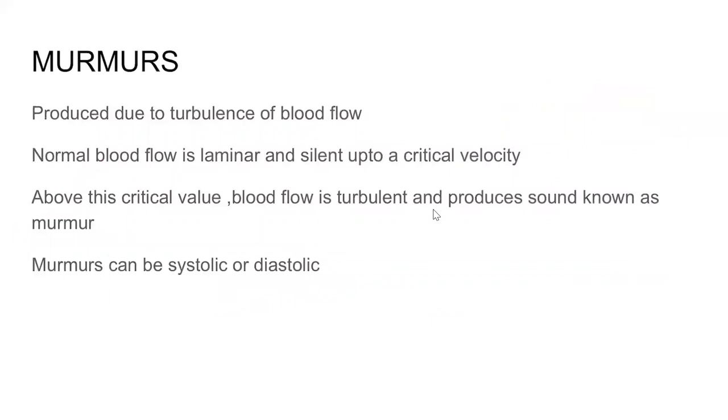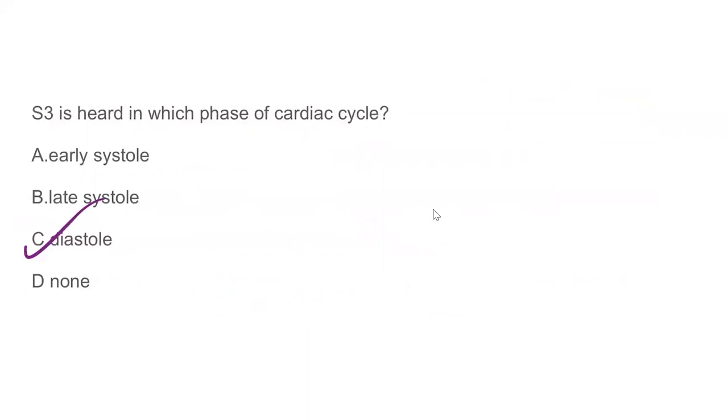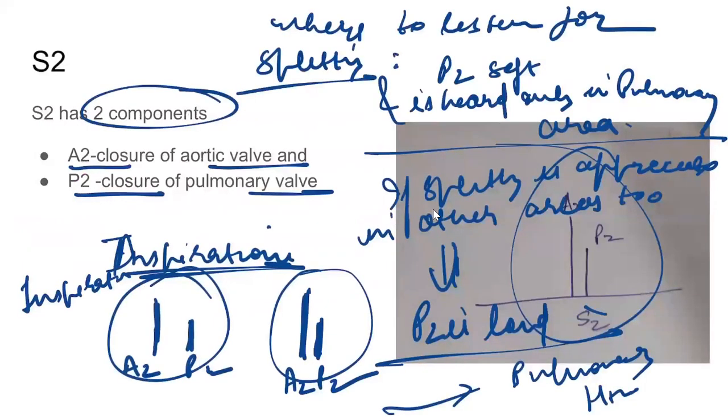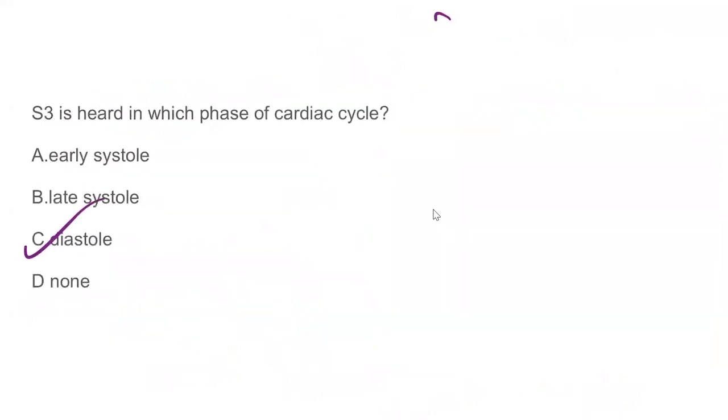Let us first discuss splitting of S2, because S2 splitting is something very important. The normal S2 splitting we have already discussed. Now, what are the pathological S2 splits? We have discussed that normal S2 split is A2 P2, and in expiration it becomes a single sound. Now, there is a condition with fixed and wide splitting of S2.